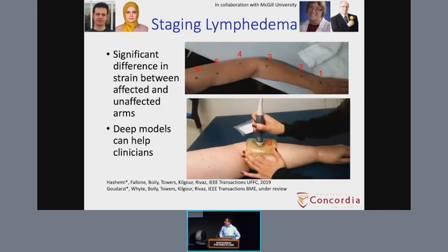So in this work, in collaboration with the McGill University Health Center, we imaged patients. We looked at both arms, affected and unaffected, at different locations, and we showed that both elastography and deep learning can be used to help clinicians stage lymphedema.